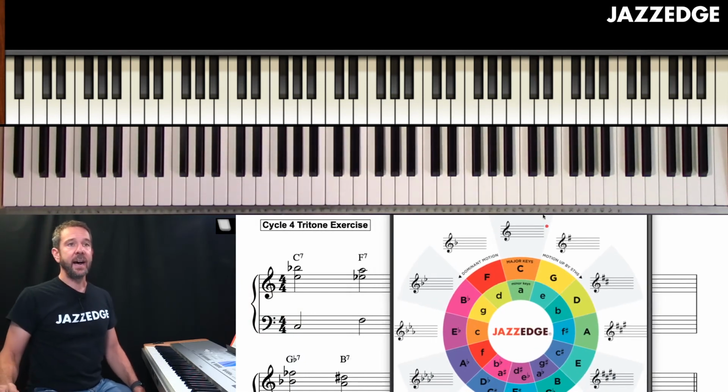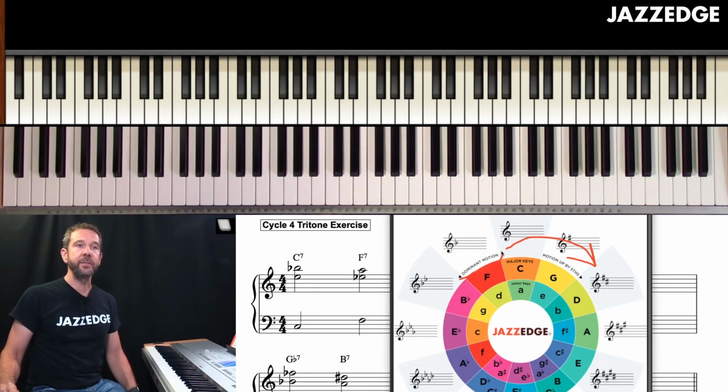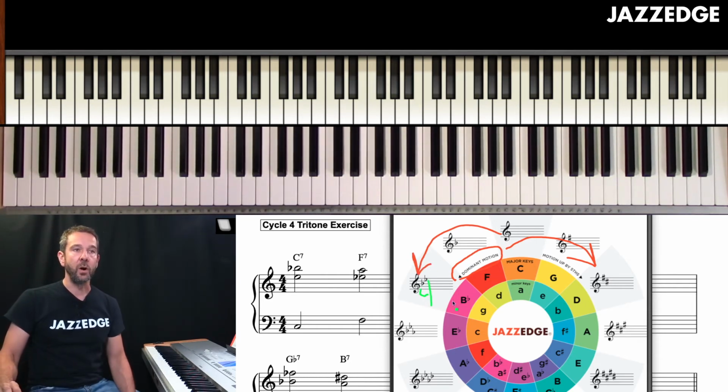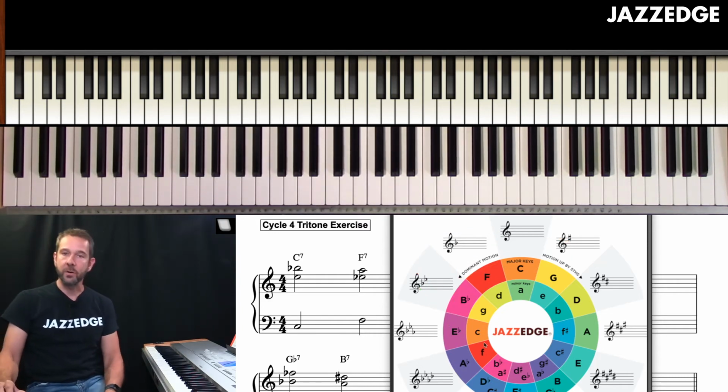You notice that I start on C, and typically the circle of fifths moves clockwise or to the right. It goes C, then G, then D, then A, okay? But you see here in this circle of fifths chart, it's written as dominant motion to the left, and going to the left gives me my cycle 4, okay? So that's C to F, to B flat, to E flat, to A flat, to D flat. That's my cycle 4 motion, right?